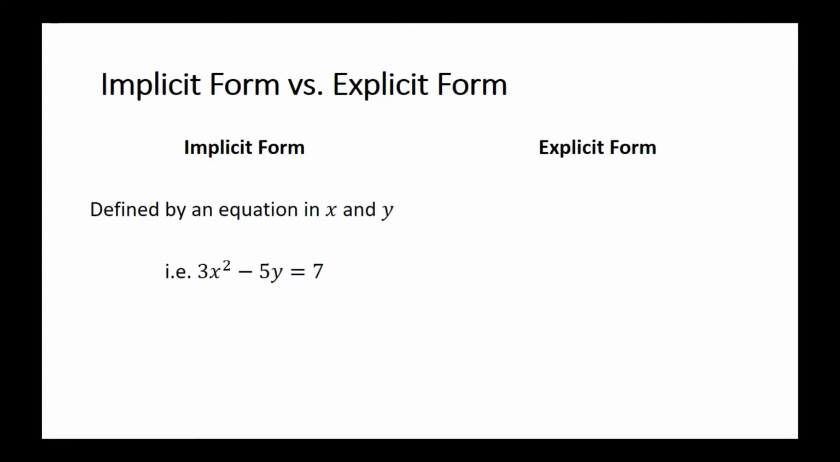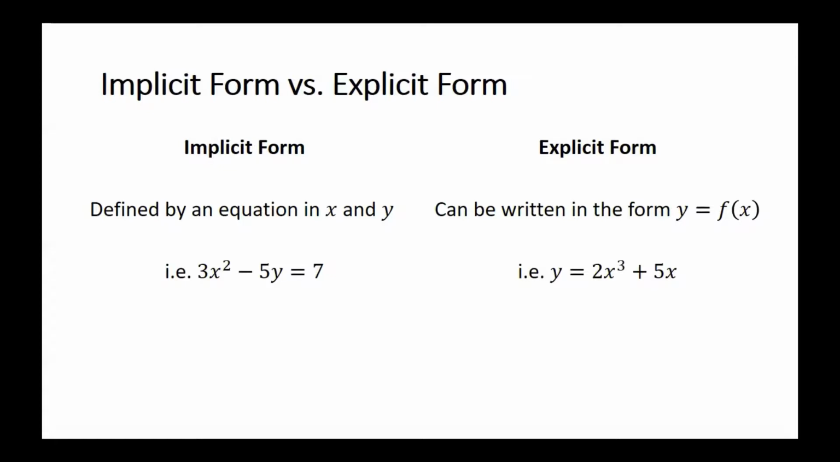Whereas an explicit function explicitly states it and can be written in the form y equals f of x. So it tells you specifically that one of the variables is equal to a function of the other variable, such as y is equal to 2x cubed plus 5x.